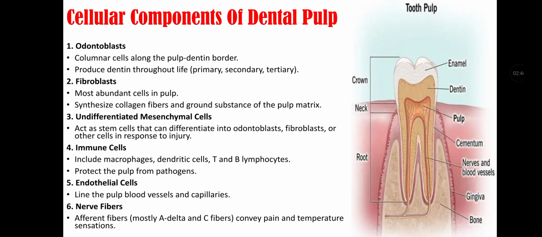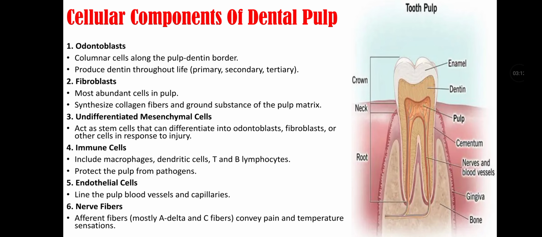Cellular components of dental pulp include odontoblasts, fibroblasts, undifferentiated mesenchymal cells, immune cells, endothelial cells, and nerve fibers. Odontoblasts are columnar cells that are present along the pulp dentine border. They produce dentine throughout the life. Second is fibroblasts. They are the most abundant cells in the pulp. They synthesize collagen fibers and ground substance of the pulp matrix.